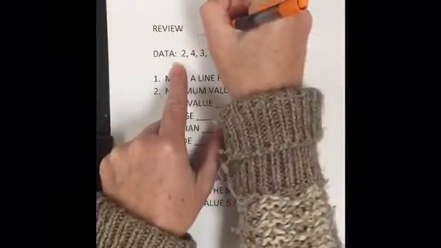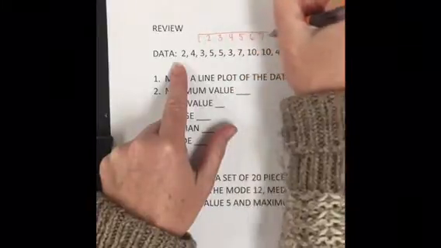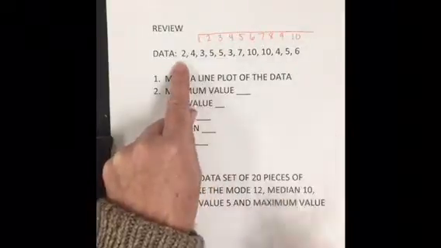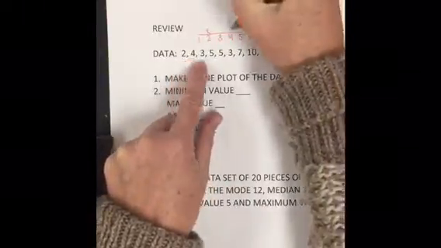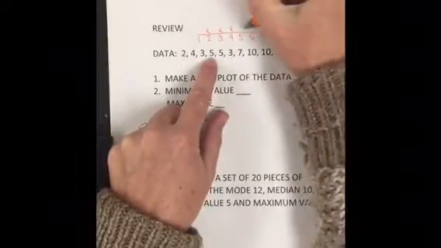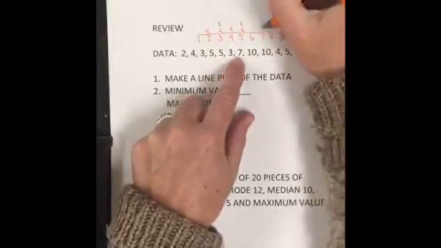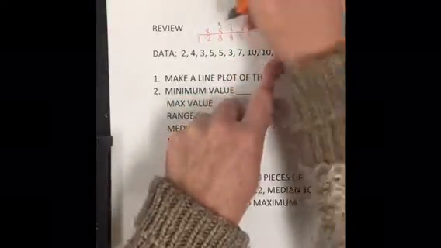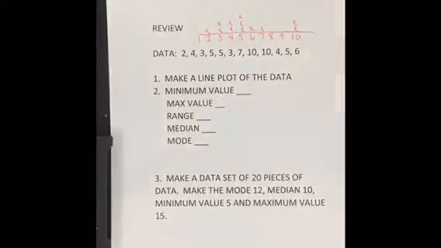So we have to at least go from 2 to 10, but we could also go a little past that if we wanted to. And then we're simply just going to put an x at each spot. 4, 3, 2 5s. Remember, try to make your x's about the same size. 2 10s, a 4, a 5, and a 6.